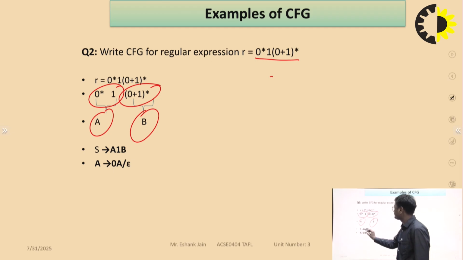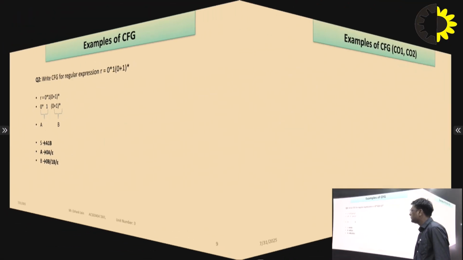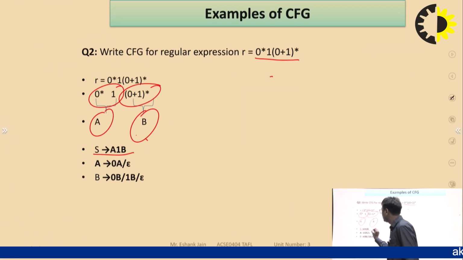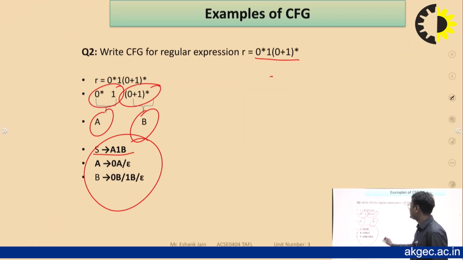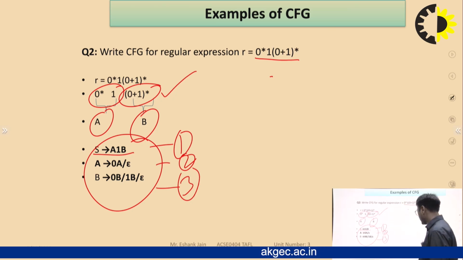For S equal to A1B, A tends to 0A | epsilon, B tends to 0B | 1B | epsilon. So we can see that these are the productions number 1, 2 and 3 for this particular regular expression.